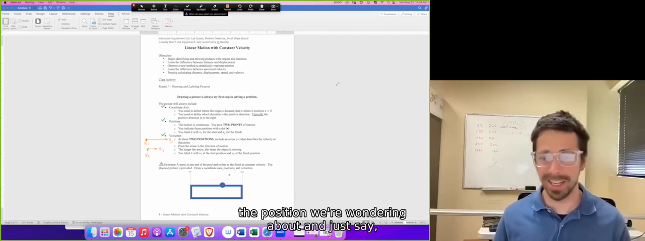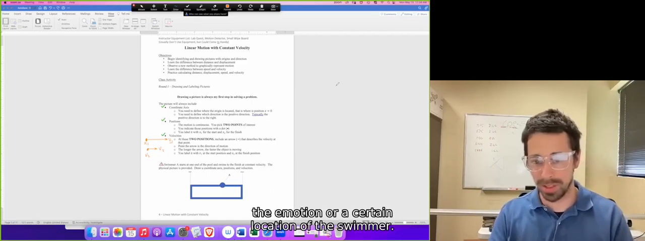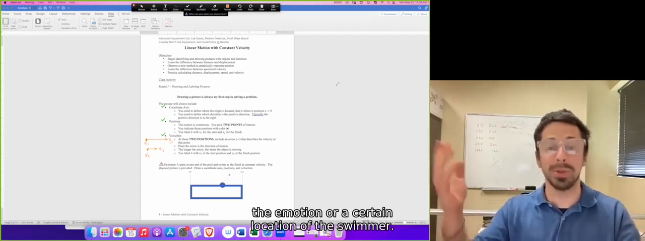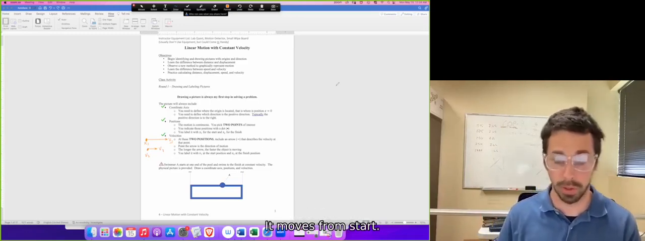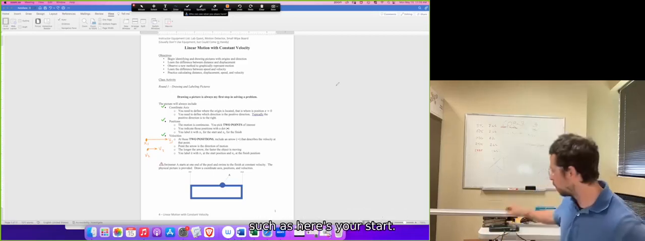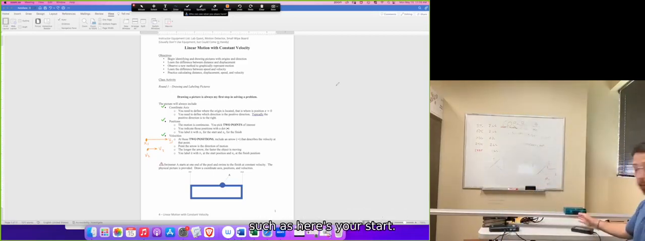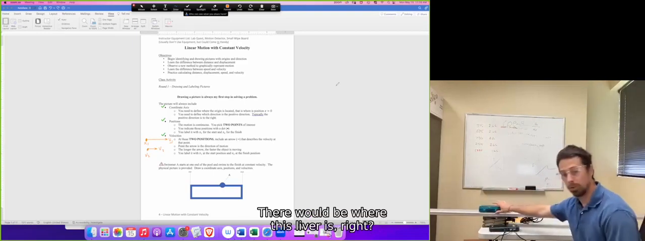No, it's just saying, hey, I have someone who's just going, right? It just represents the motion or a certain location of the swimmer. The swimmer moves from A to B, from start to finish. That just represents somewhere in between, such as here's your start, here's your finish. Right there would be where the swimmer is.